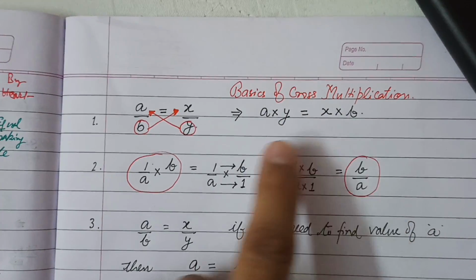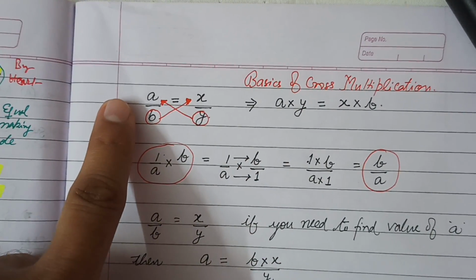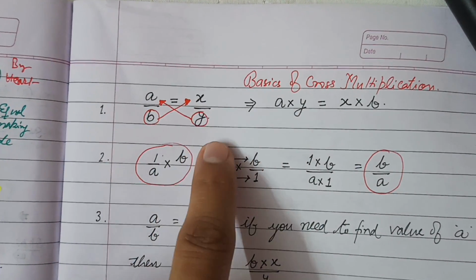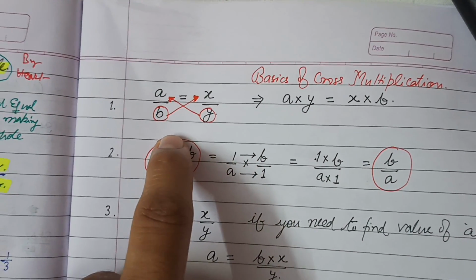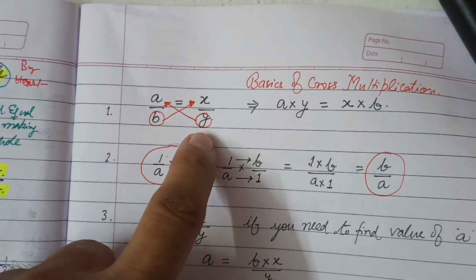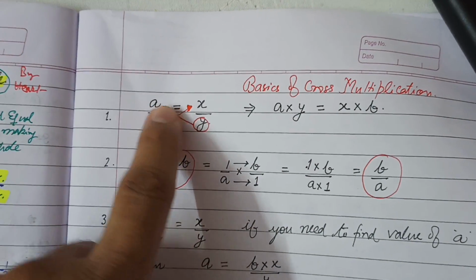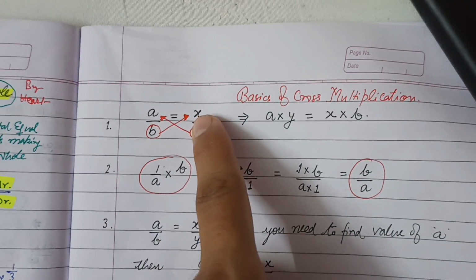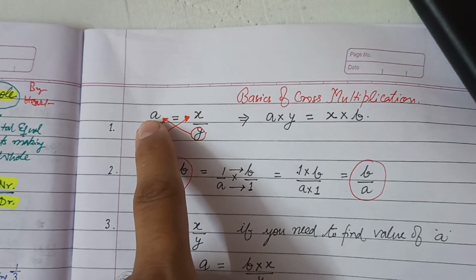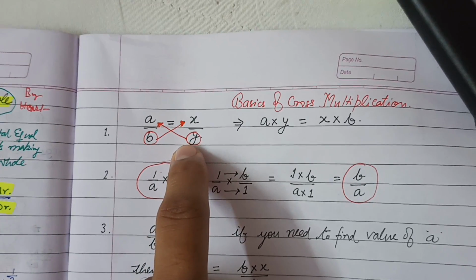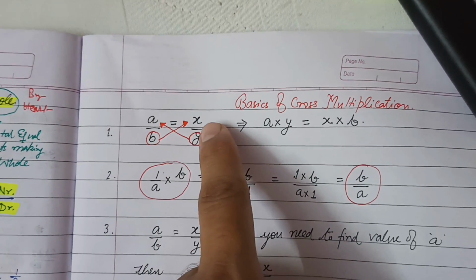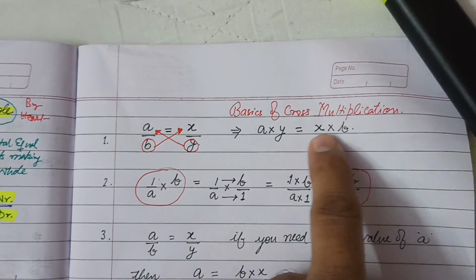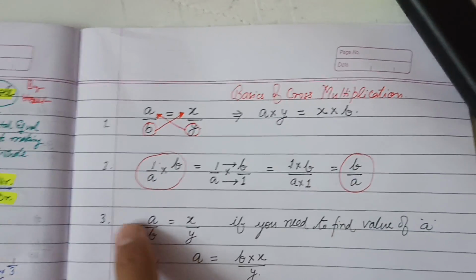Cross multiplication basics. Say one fraction is given, a by b, which is equal to x by y. In that case, a multiplied by this y will always be equal to x multiplied by this b. Means the numerator of this and the denominator of the other will be equal to the numerator of the right side part and the denominator of the left side part, right?